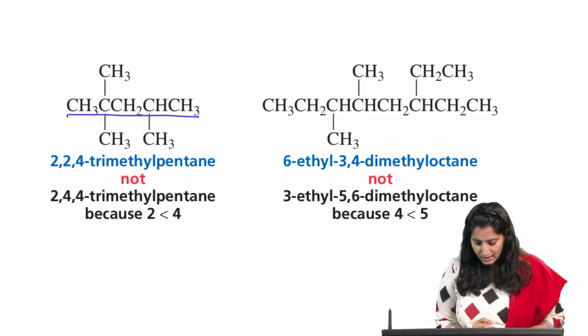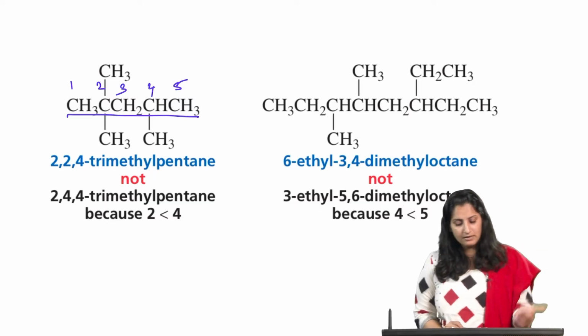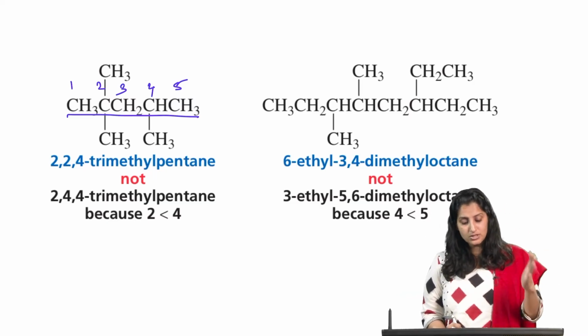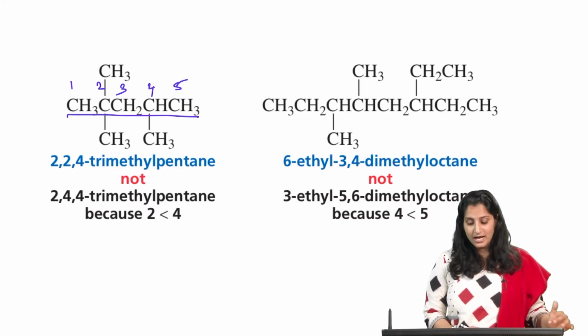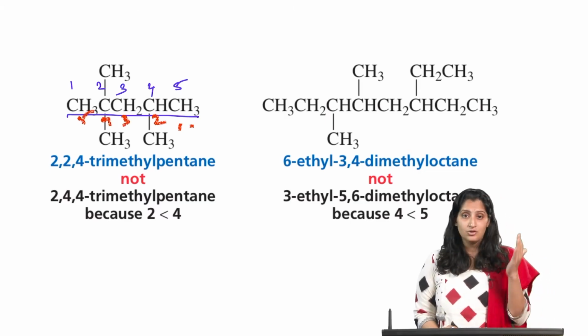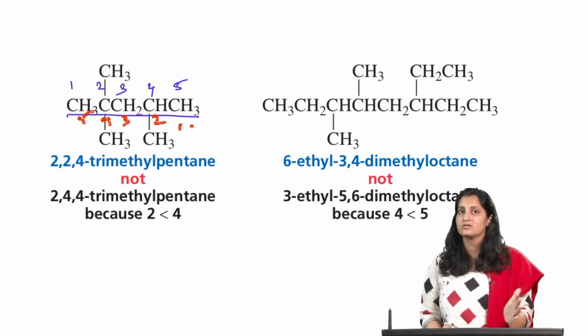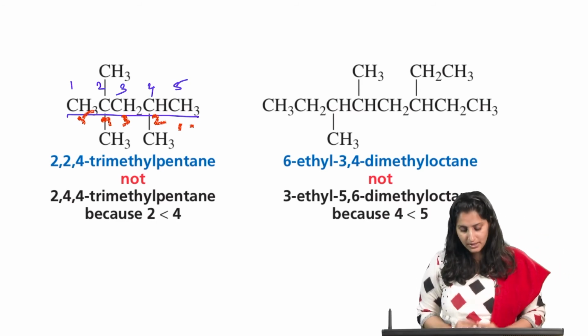Now, I can start numbering it from here. So, 1, 2, 3, 4, 5, right. Now, that will give me 2 substituents on 2 and 1 substituent on 4. If I start numbering it the other way round as 1, 2, 3, 4, 5, that is wrong because that gives me 2, 4, 4, which is wrong because 4 is more than 2. So, in this case the numbering in blue is better.